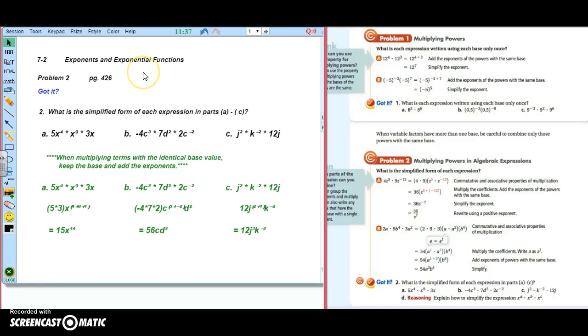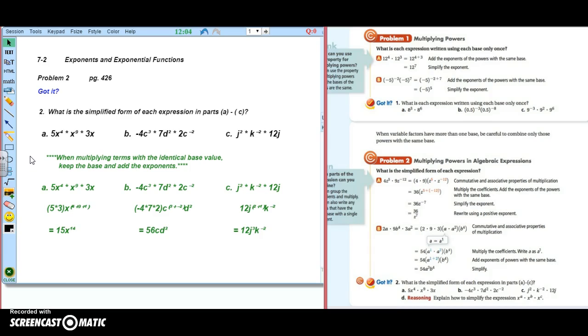This is 7-2, Exponents and Exponential Functions, Problem 2 on page 426. The Got It. What is the simplified form of each expression in parts A through C? We're still combining bases with exponents, so as long as the bases are identical, we're going to add the exponents.